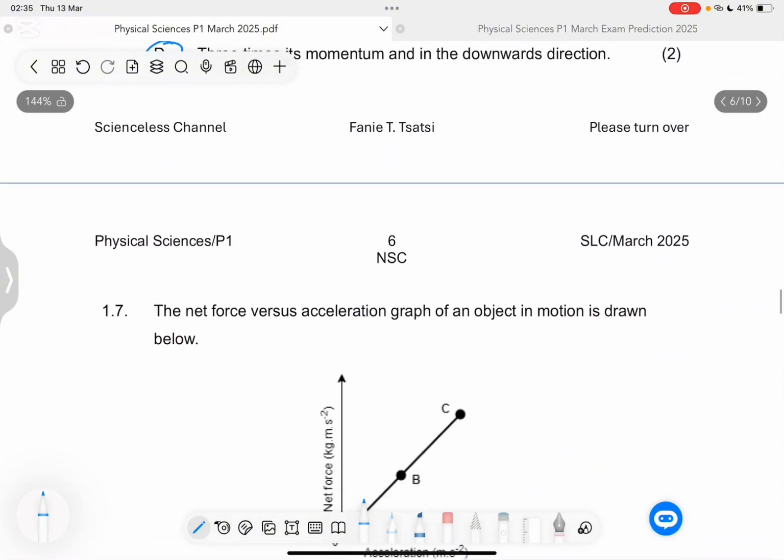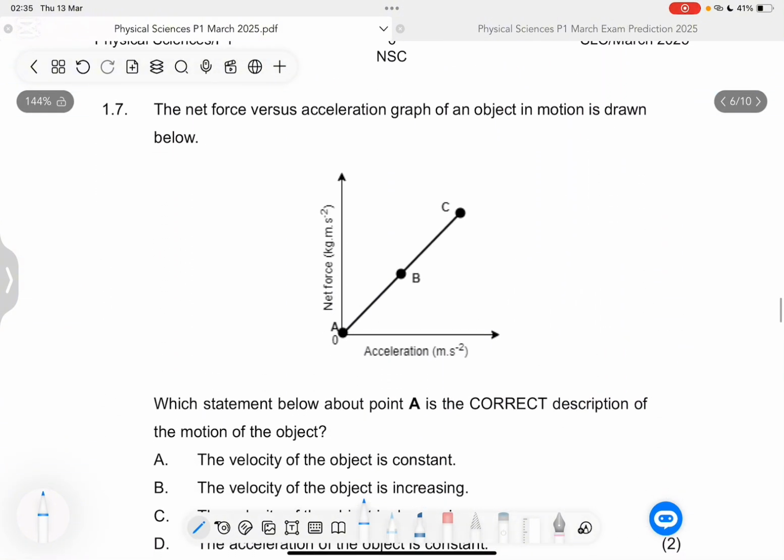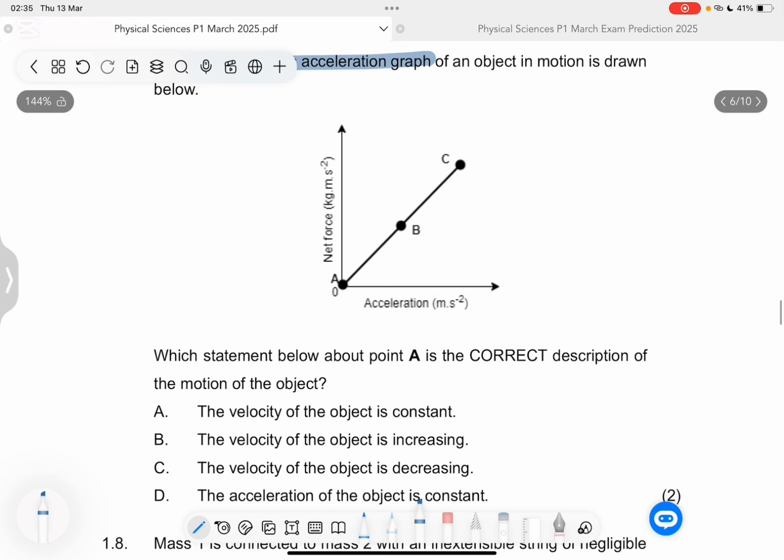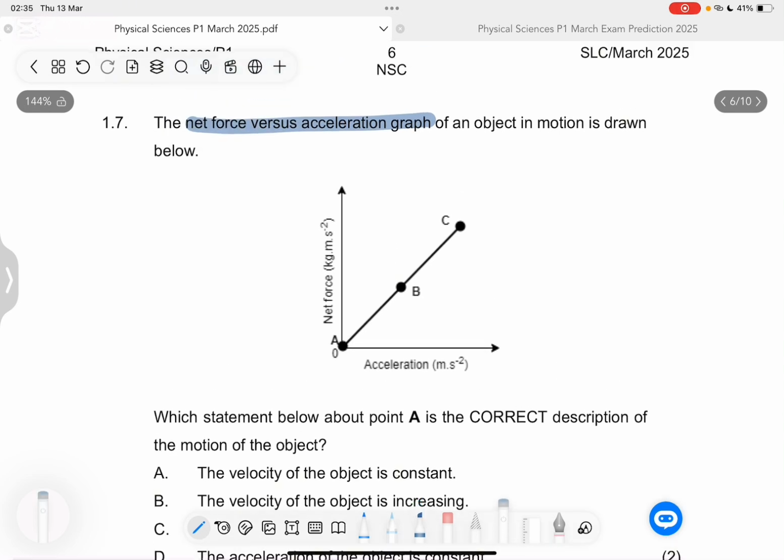We then move to the next question, which is question 1.7. We are told here that the net force versus acceleration graph of an object in motion is drawn below. So the graph that we are given here is the graph of the net force versus acceleration. Obviously, when we start by saying the net force, it means it should be here on the vertical axis. It is our dependent variable. And the one that is on the x-axis is our independent variable. And we can see here that the net force is measured in kilogram meters per second squared.